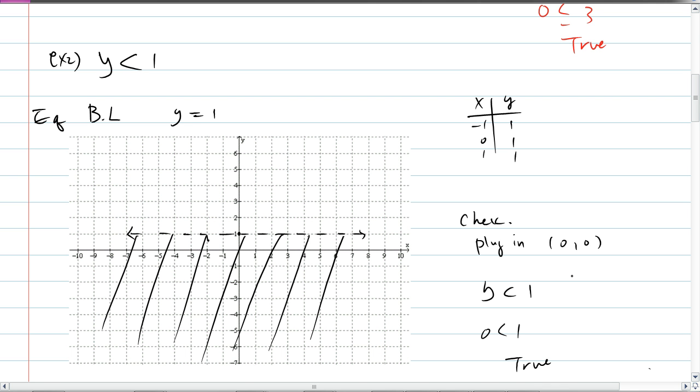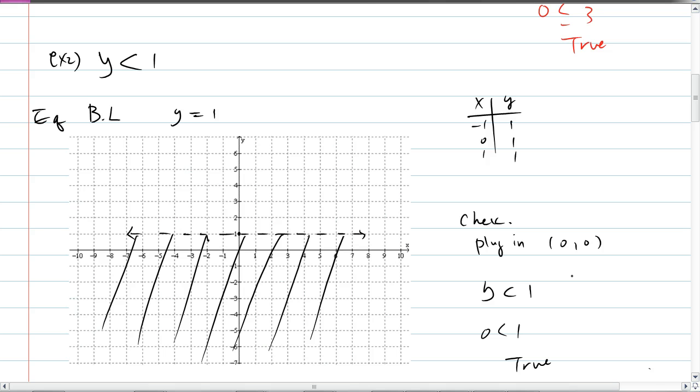So do we always choose 0, 0? No, there are times where you don't want to choose 0, 0 to check. Can somebody tell me when you don't want to use 0, 0 when you check to see which region is the correct region? When? Yes, Angela, when do you not want to check? That's right, when the boundary line goes through 0, 0, you don't want to check 0, 0 as your checking point.